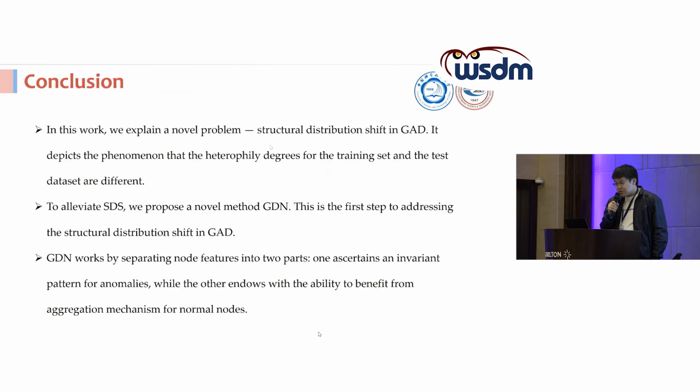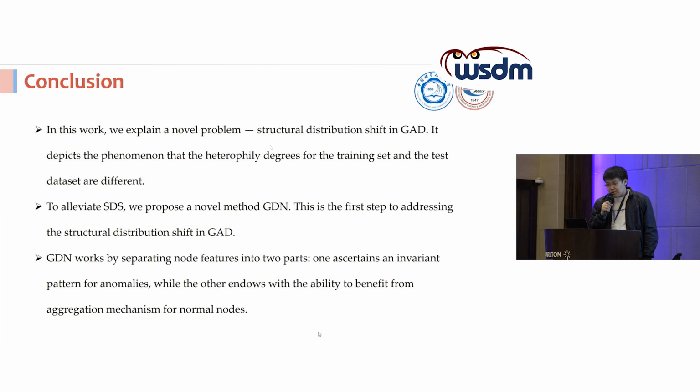So to conclude, in this work, we explore a novel problem, structural distribution shift in GAD. It depicts the phenomenon that the heterophily degrees for the training set and the test set are different. To alleviate SDS, we propose a novel method GDN. This is the first step to addressing the structural distribution shift in GAD.